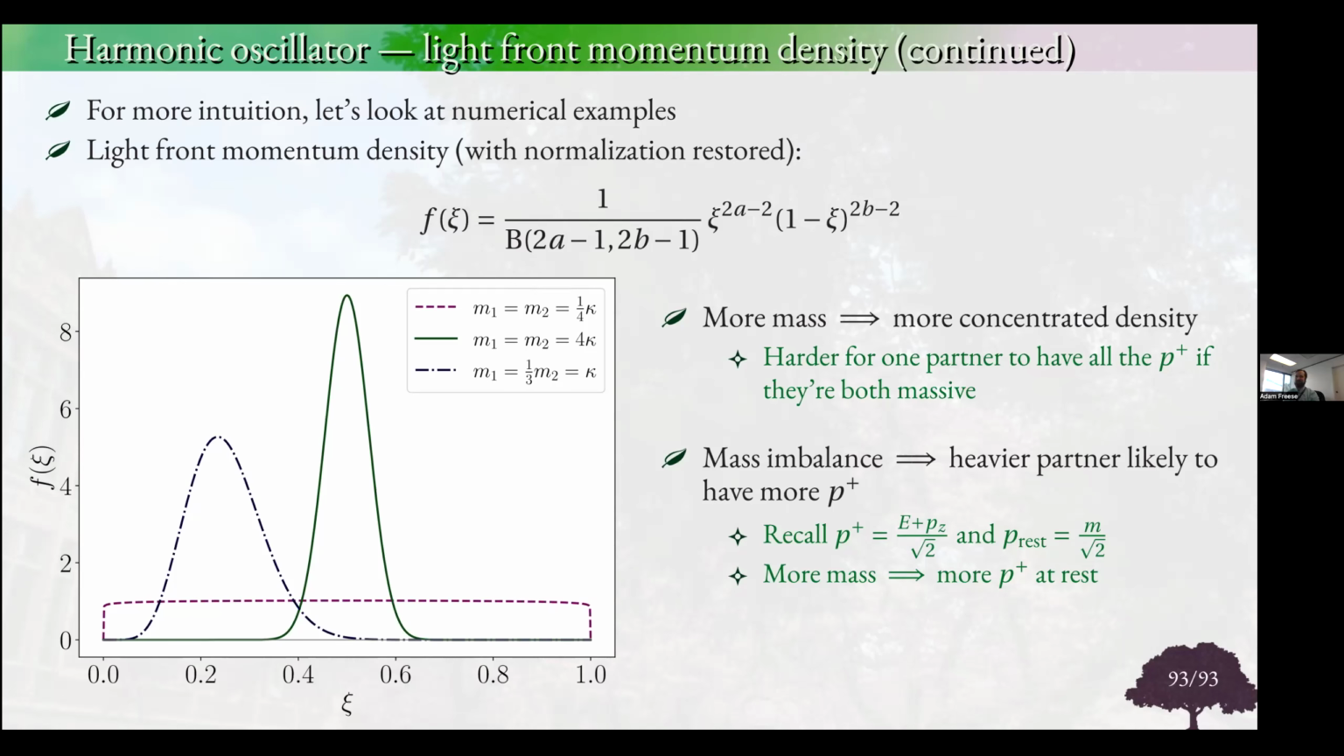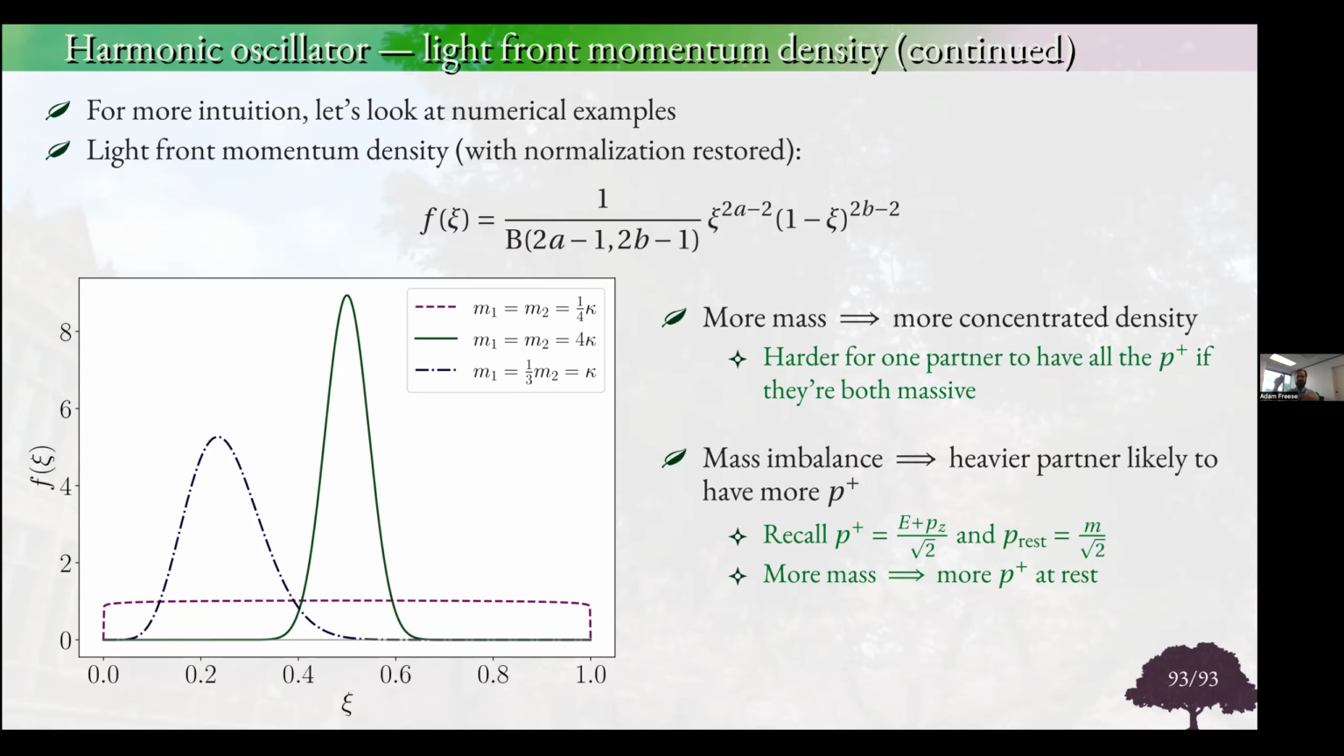So basically, the interpretation of this is that if the partners are both nearly massless, then it's really easy to have them moving arbitrarily quickly and to be carrying nearly all of the forward momentum. On the other hand, if they're both extremely massive, then it's a lot harder for one of them to carry all of the P plus.